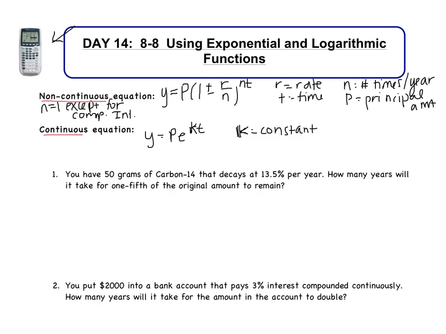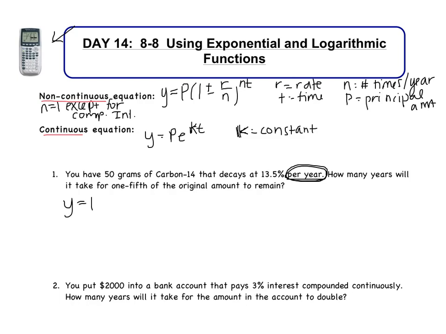Example 1 says you have 50 grams of carbon-14 that decays at 13.5% per year. How many years will it take for 1/5 of the original amount to remain? First thing I need to determine is, is this continuous or not? Well, it says decays at 13.5% per year. That per year is what tells us that this is not continuous.